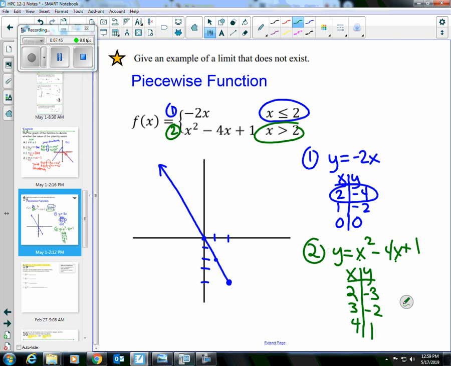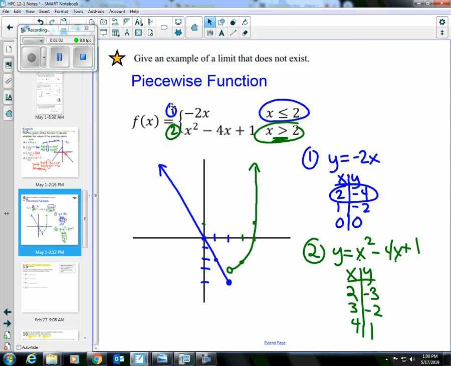So at the point (2, -3), we're going to have an open circle because it's not included, so no equal to here. And then we've got (3, -2). We'll go ahead and graph that point. And then we have the point (4, 1). So I'll do my two pieces here in different colors.